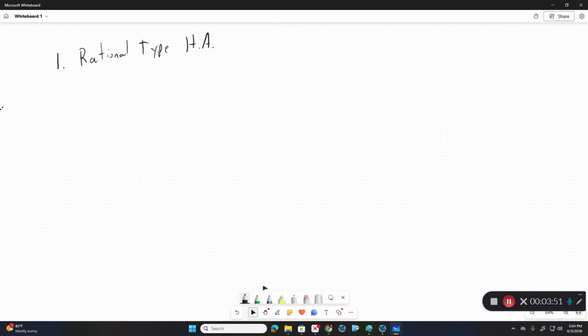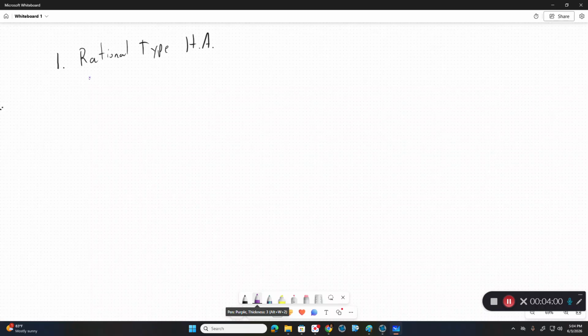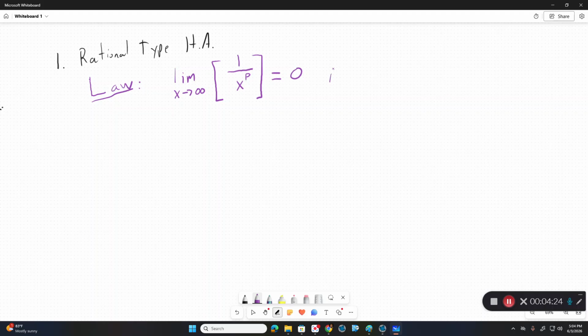So this is the important rule, and I'm going to write this in a different color because I really want it to stand out. Hopefully this purple, royal purple, stands out a little bit. Here is a very few times in this class do I get to write down a law. This is something that is always true. The limit as x approaches infinity of 1 divided by x to the p equals 0 if p is a positive number.